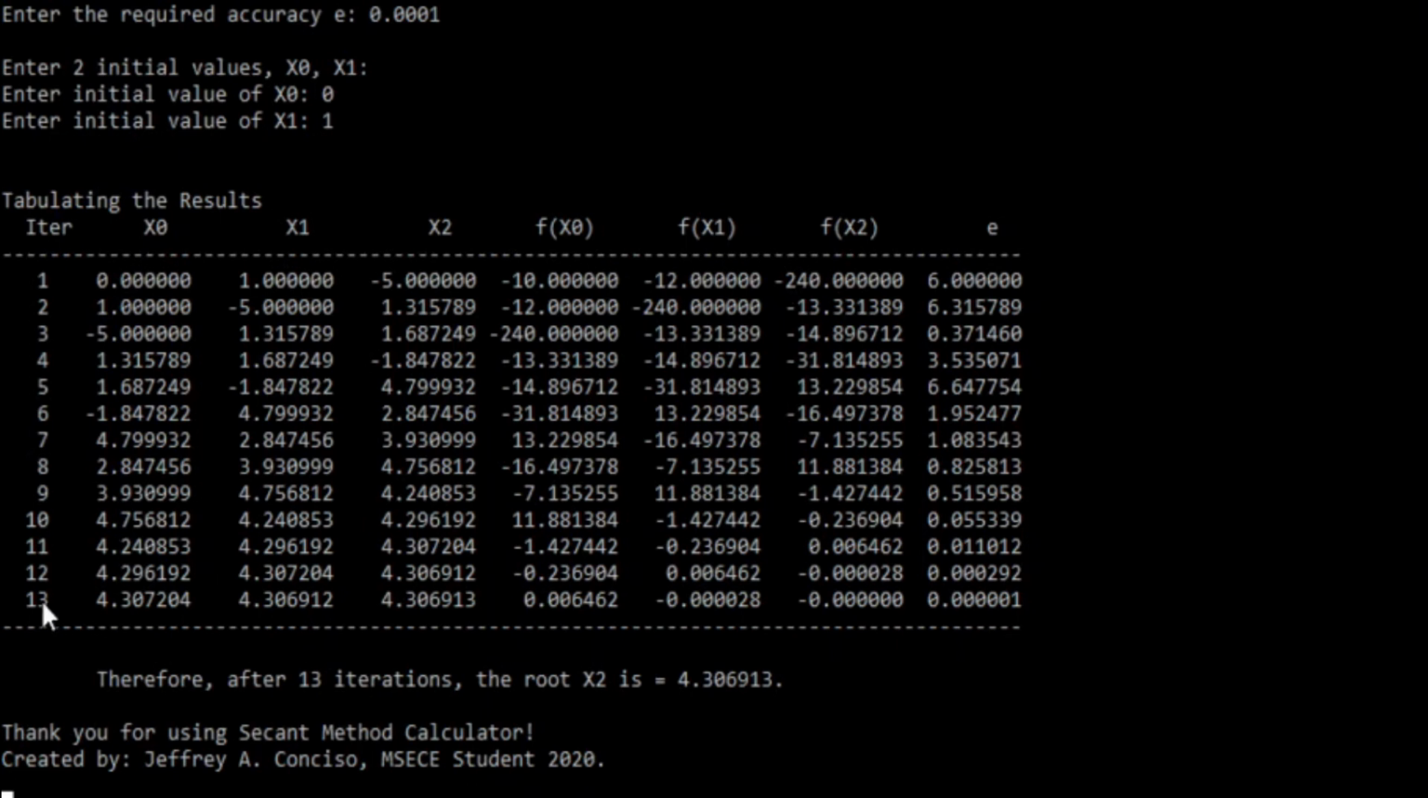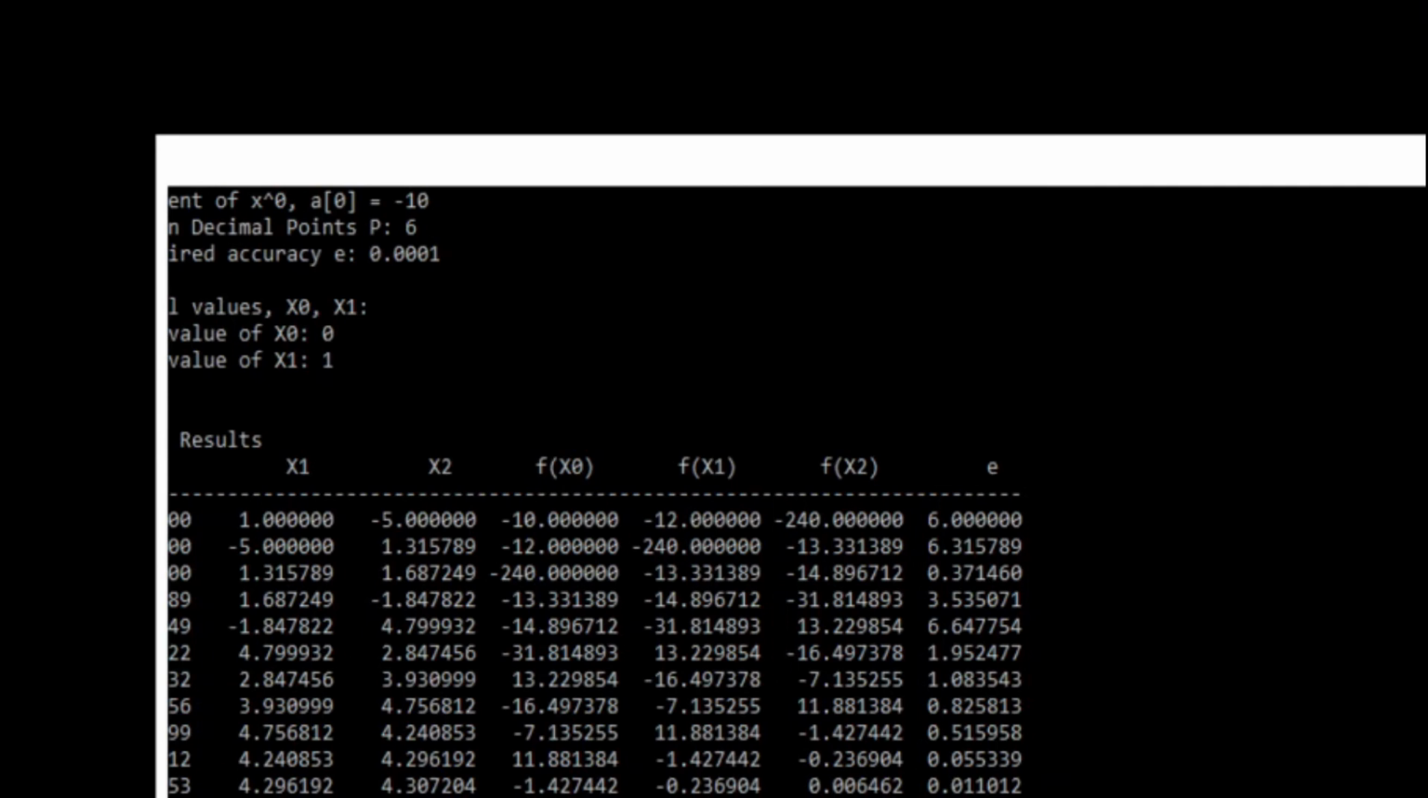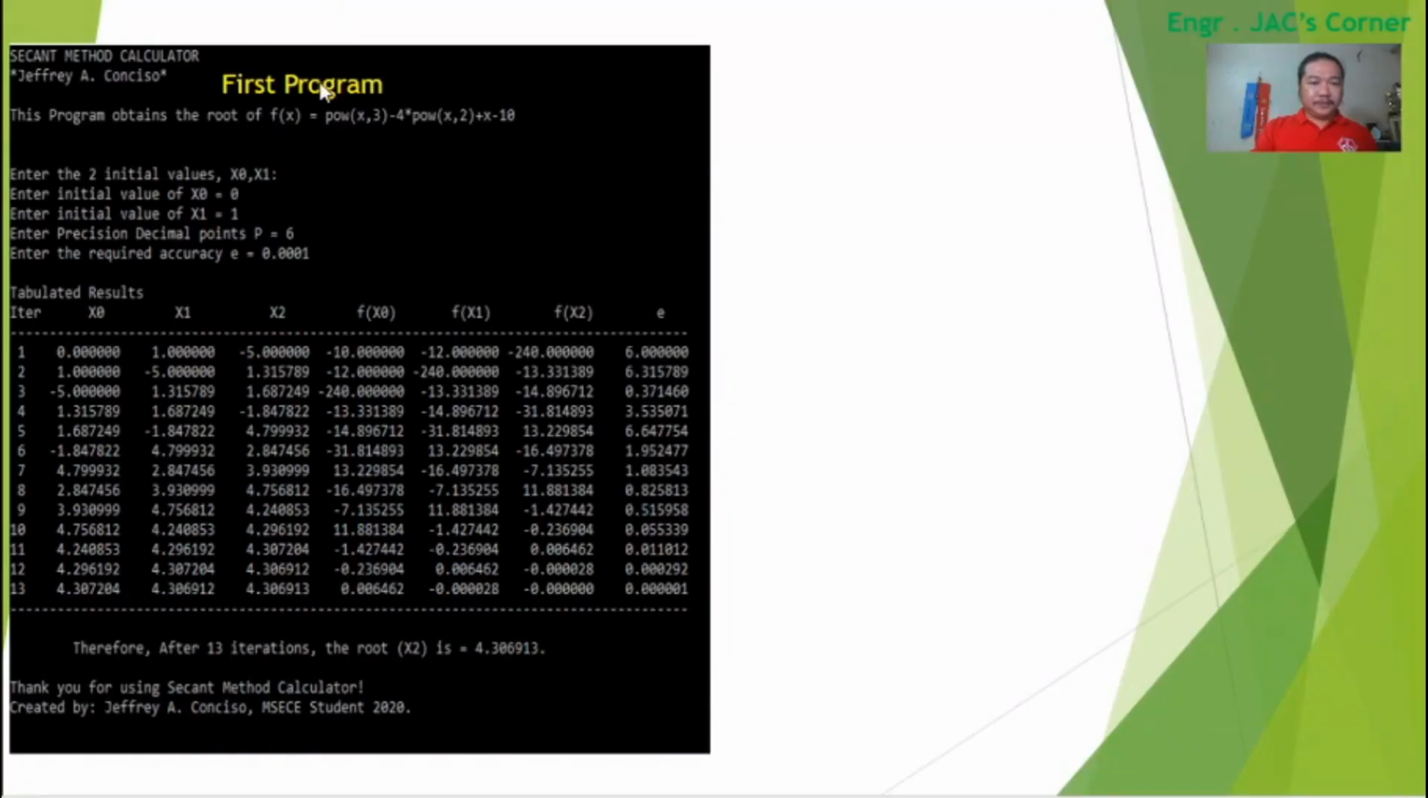So after 13 iterations, the root x2 is 4.306913, which is equal to the result of the first program. We have the first program for x cubed minus 4x squared plus x minus 10. We have the result of 4.306913 and the tabulated result table.